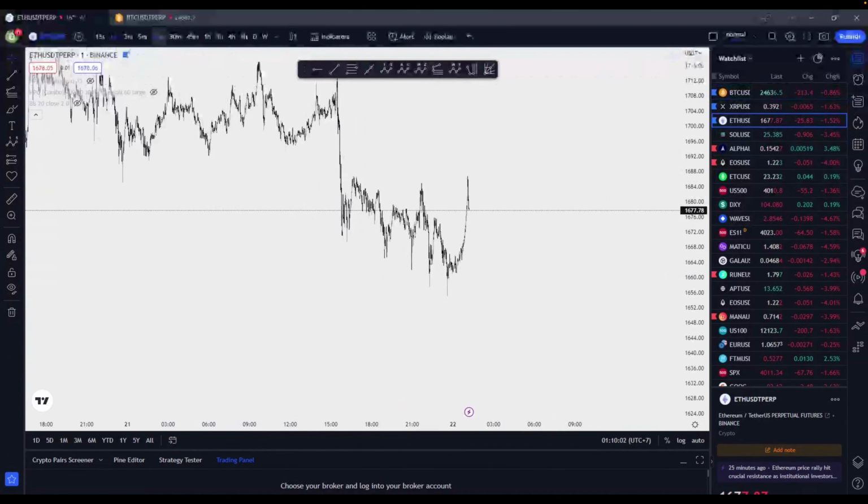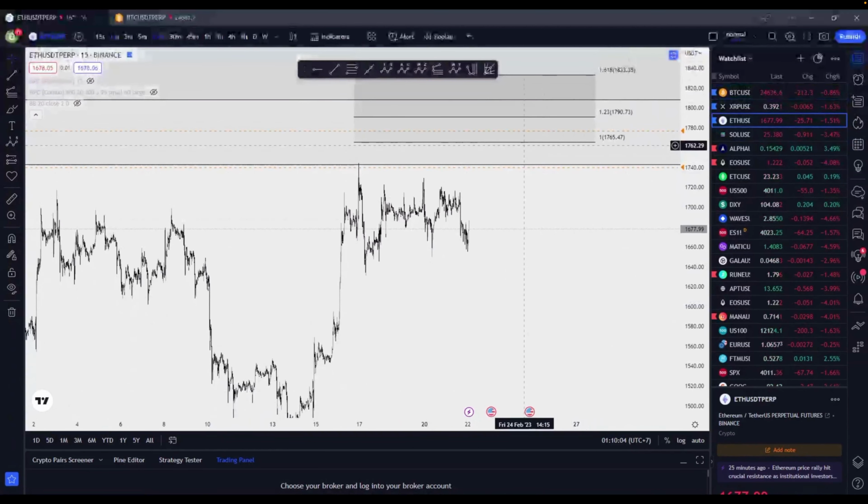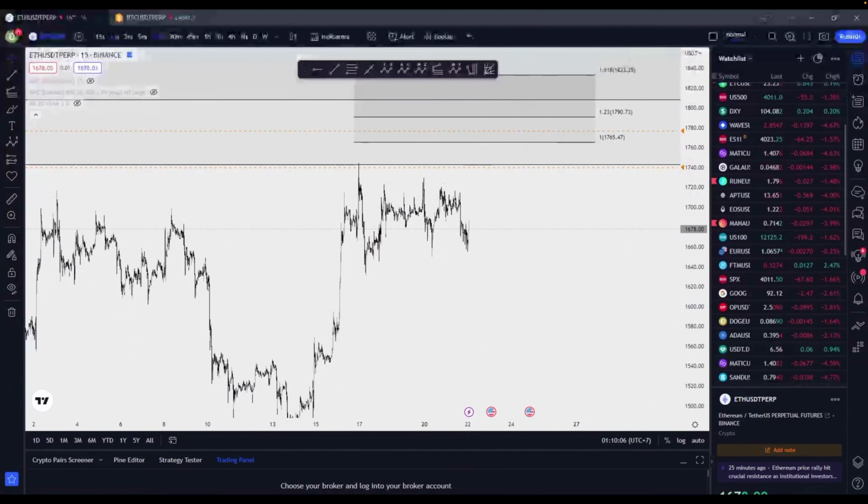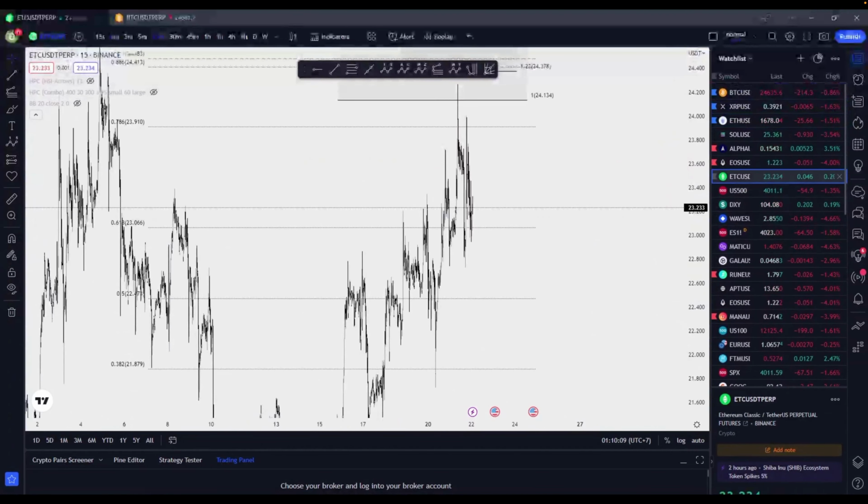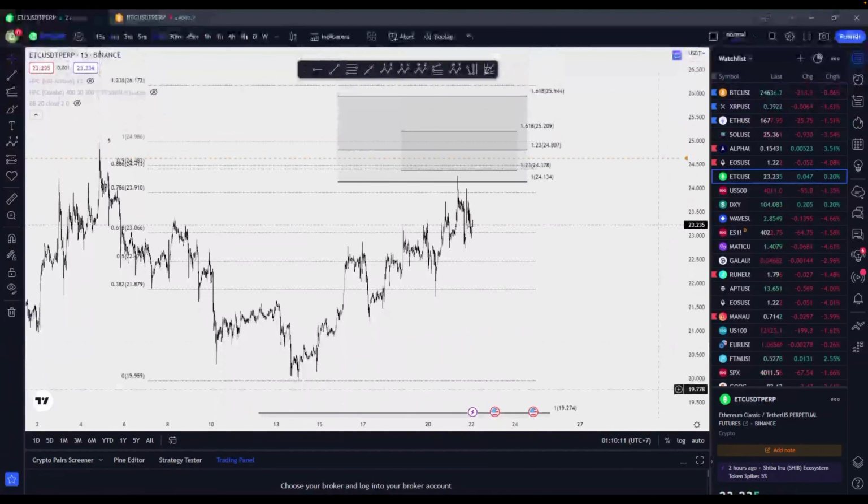Ethereum, I'm thinking it might break the high one more time and maybe go up here. I hope it does, because I'm not in an Ethereum short. Actually, ETC I think might possibly have one more high too, right here somewhere around this area. You guys could throw a stop loss at the high, because I think this is some sort of weird diagonal here.